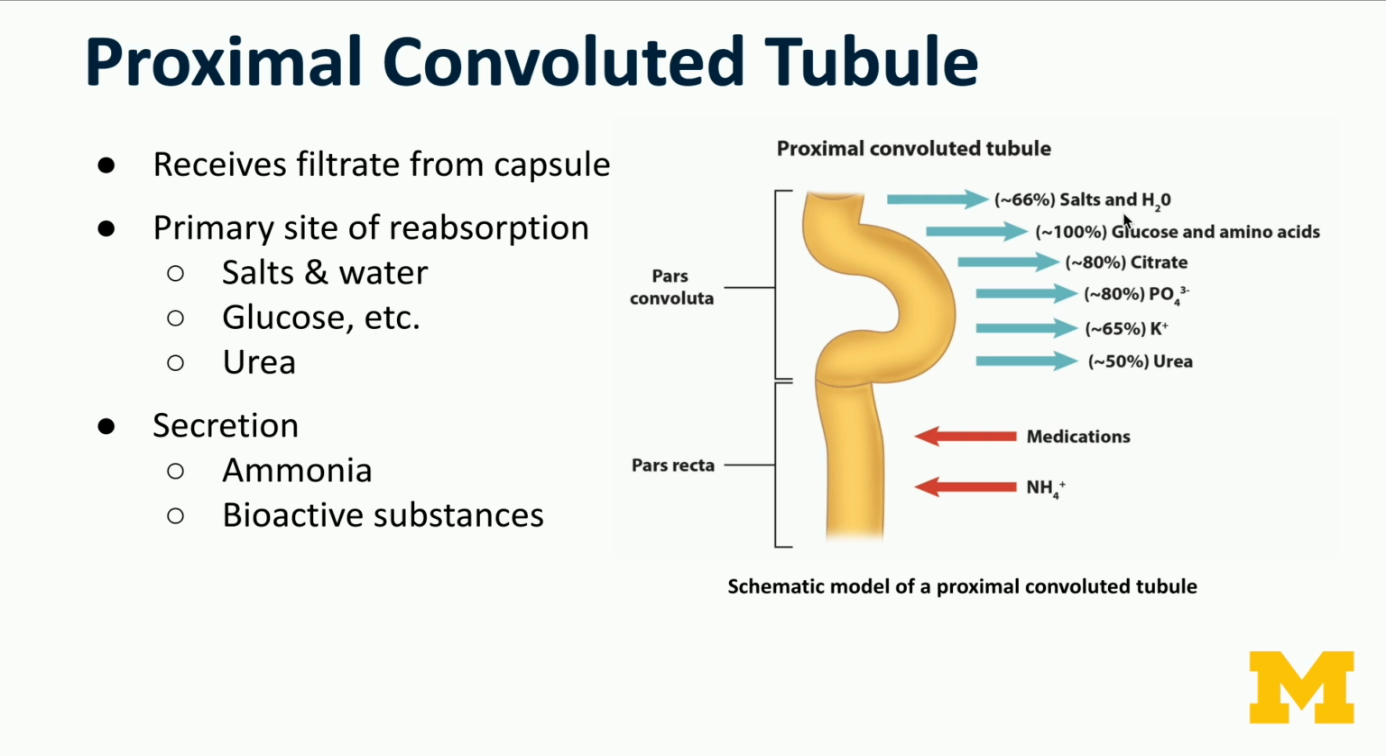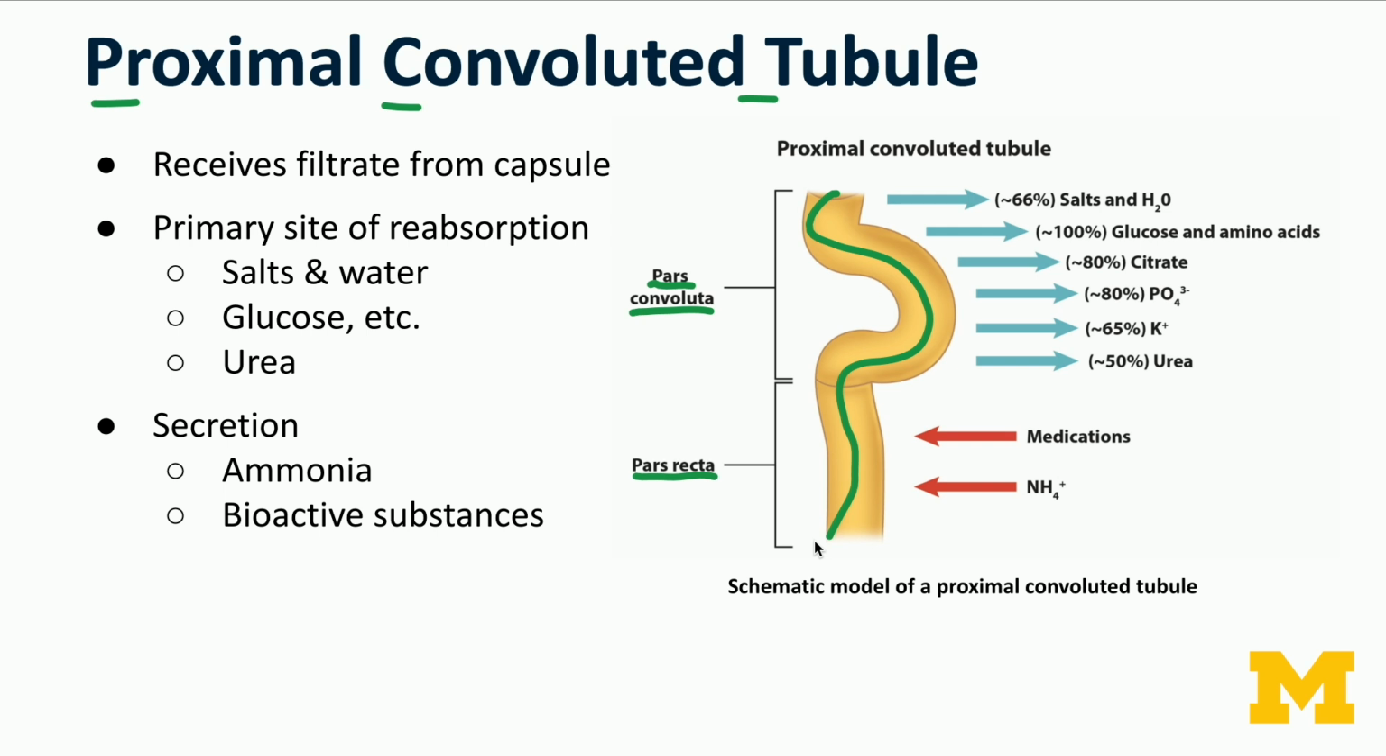The glomerulus is going to push filtrate into, first, the proximal convoluted tubule. So the PCT for short. There's two parts to it, a convoluted part and a straight part. So this is the pars convoluta for the convoluted part and the pars recta for the straight part. And so as you notice, as we go through here, different processes are going to occur.